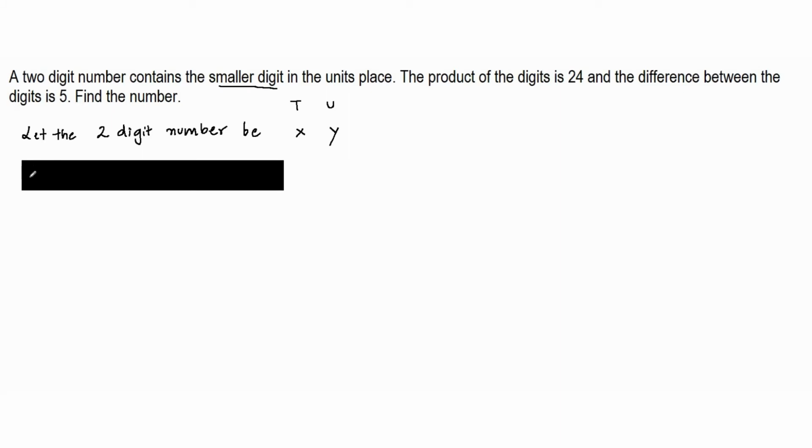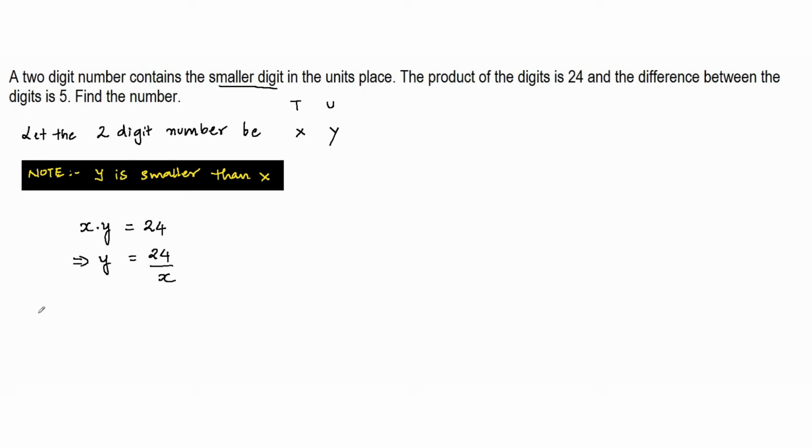So just to note, the digit in the units place is y. So y is smaller than x, right? This is given to me. The product of the digits is 24. That means the multiplication of these two digits, that is x multiplied by y, is equal to 24, which means I can say that y is equal to 24 divided by x, right?